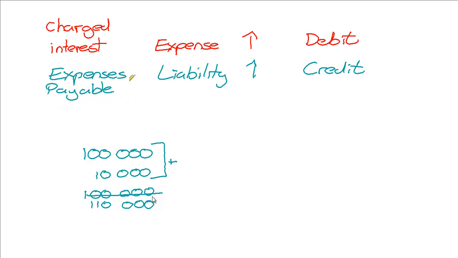Let's have a look how my debits and credits change. I still have the interest expense that increased, so the debit leg is not going to change at all. However, the credit leg is going to change slightly in the sense that I'm now no longer going to credit expenses payable, but I'm going to take the credit directly to the loan account so that it can be added to the principal of 100,000 Rand. So let's do that. My credit is now going to go to the loan account.